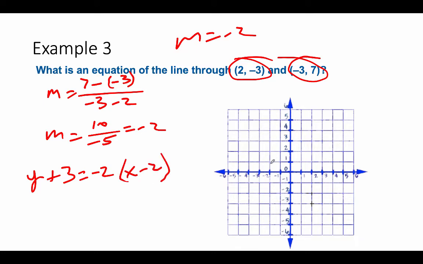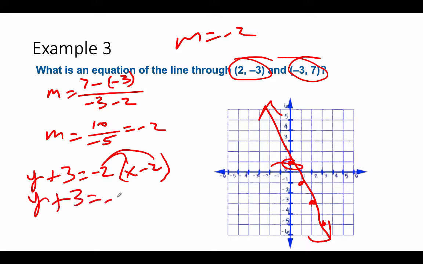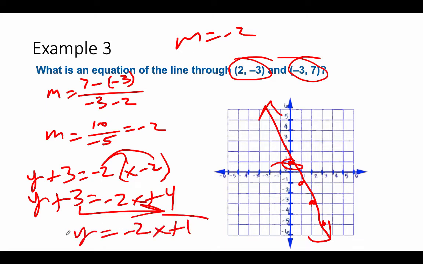So if I wanted to graph that, I could just go to the 2, -3, and apply the slope of -2. Down 2, right 1, up 2, left 1, up 2, left 1. And we have it. Also, I can clearly see what my y-intercept is, and if I wanted to change that around, I could go real quick. Negative 2x plus 4, slide that 3 over, and I will end up with plus 1.